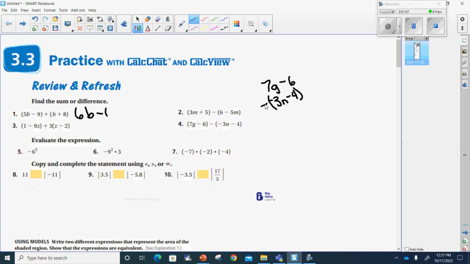All right, so to do this part here, I have to remember that the negative sign in front changes everything inside this parentheses. So this is now going to equal 7g minus 6, and a negative times a negative is a positive. So this is like adding a positive 3n, and with a negative times a negative, a positive 4.